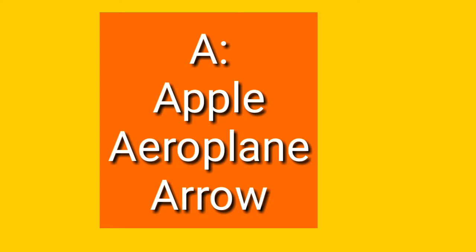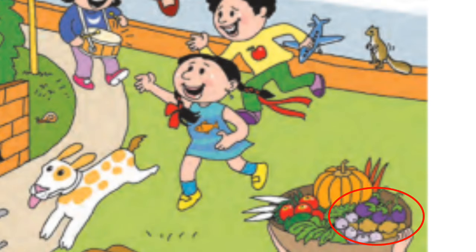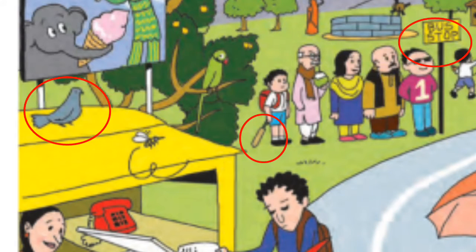Now the words starting with B. In this picture we can see a brinjal. I have encircled it. Brinjal. That woman is carrying many brinjals in her basket. So brinjal. The next picture. Friends, in this picture we can see a bird. I have encircled it. Bird starts with B.